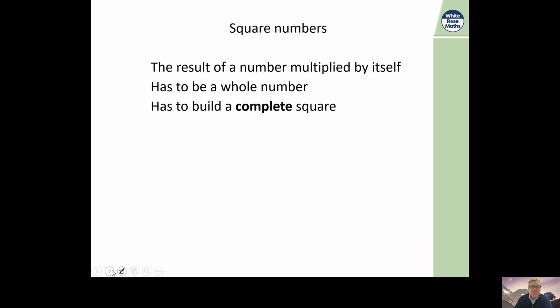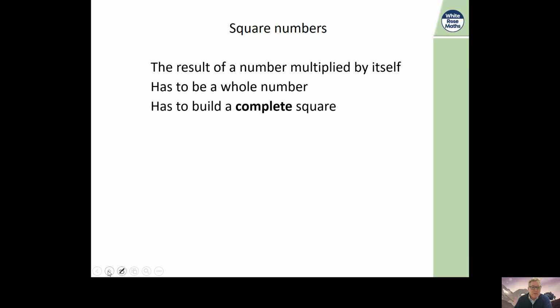So, square numbers in summary. The result of a number multiplied by itself. So one number multiplied by itself. Have a look at the squared numbers all the way up to 12 times 12. Make sure you know those. It's a really great way of also practicing the times tables.